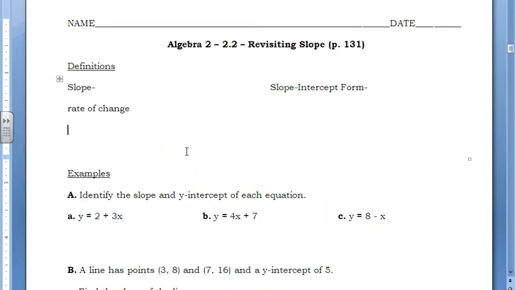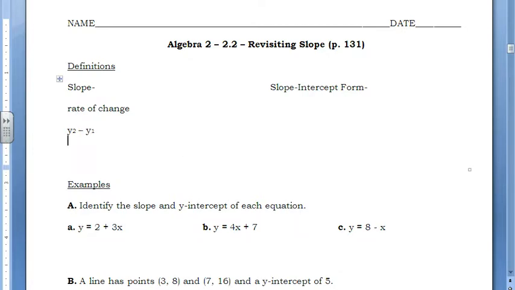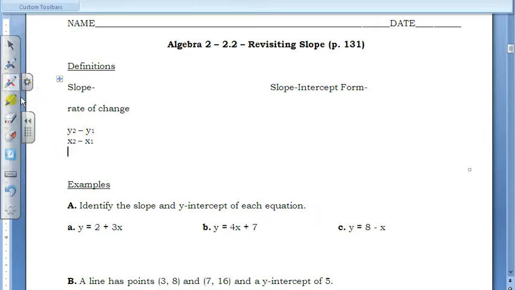We have a usual formula for slope, and that is y2 minus y1 over x2 minus x1. And that's a fraction. We like to use the variable m to represent slope. M equals y2 minus y1 over x2 minus x1.